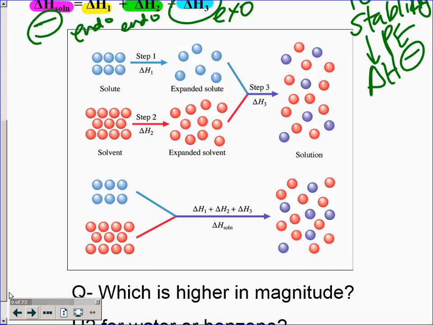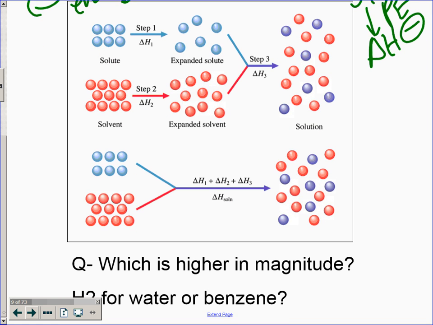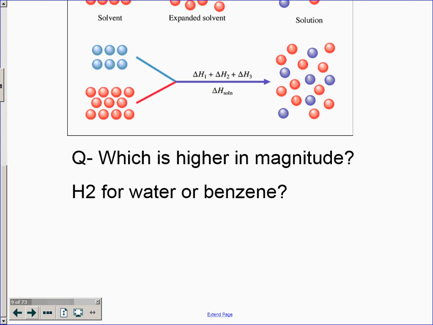I have a question on here. Quick thought. Would the delta H2 be greater for water or for benzene? Why water? So remember when you explained, you mentioned both, right? So water has what IMFs at play? Hydrogen bonding, and benzene would have what?